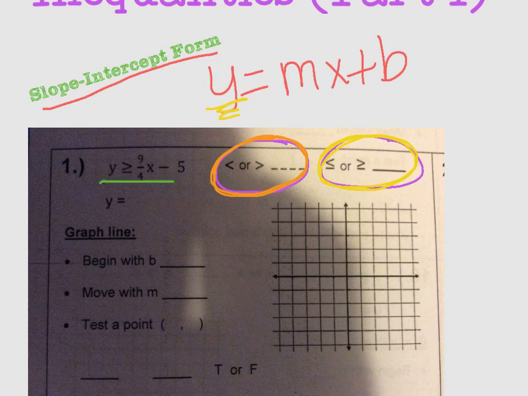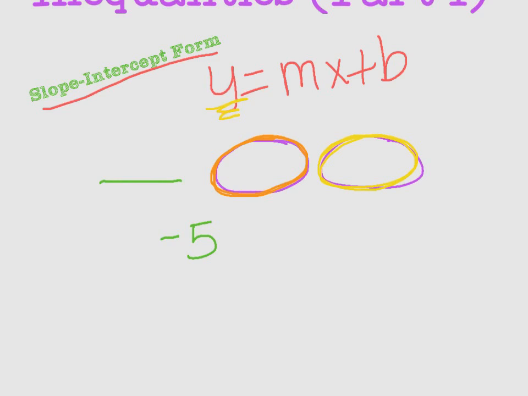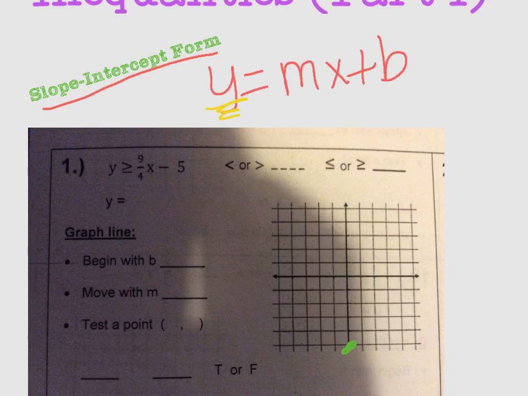Our first inequality is y is greater than or equal to 9/4 x minus 5. Our y-intercept will be -5, which means 5 down on our y-axis will be where we put our y-intercept there. Our slope is going to be 9/4. What that means is from this point on our y-intercept, we go up 9 and to the right 4.